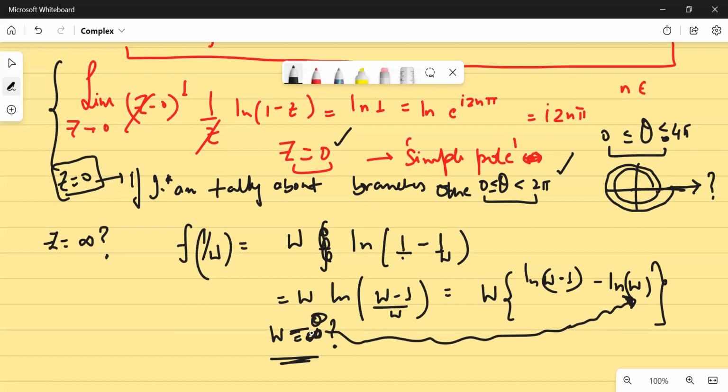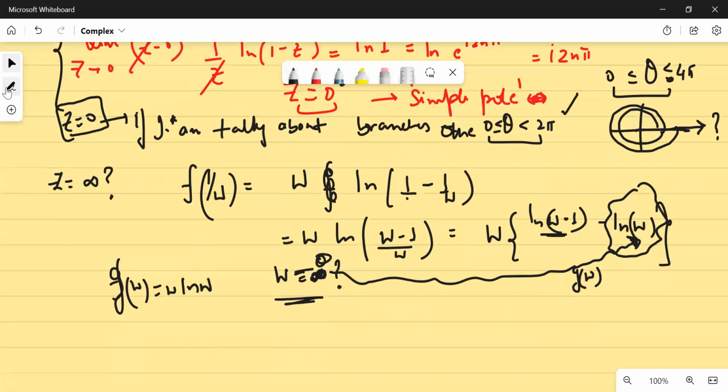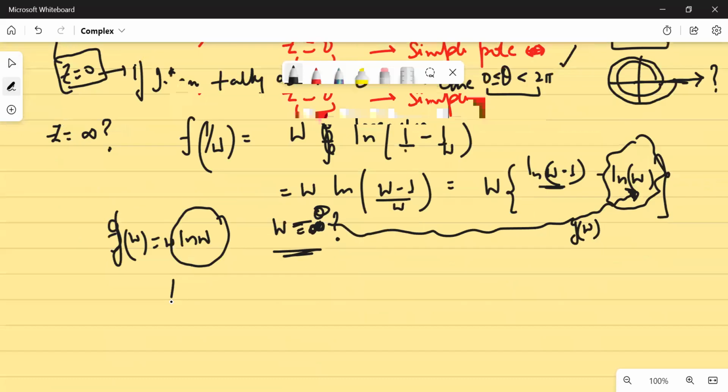Clearly you can see that w equal to 0 is a problem here. And here it is not a problem as such. So I'll not think about this, I'll think about this only. So let us extract this term g(w). So g(w) is nothing but w into ln w. And you can clearly see that w equal to 0 here is a branch point. Since w equal to 0 is a branch point, I would say that z equal to infinity is also a branch point.